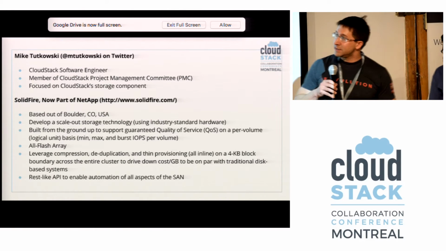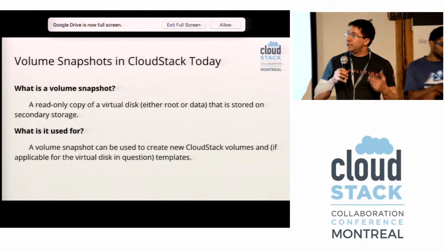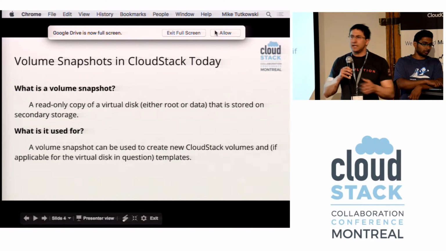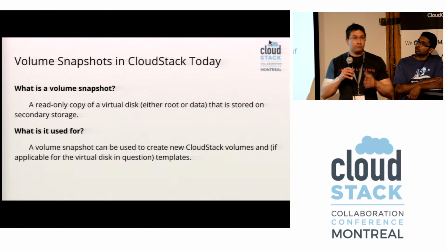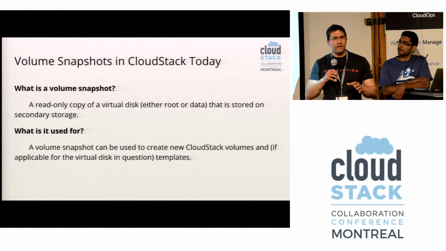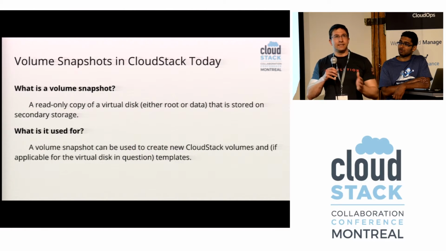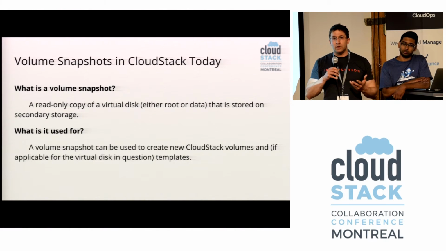So that's where I'm coming from, and let's get into the feature that Syed and I have been working on. Not really knowing people's experience level with CloudStack, let's just do a quick overview of what a volume snapshot is. It's pretty straightforward. It's a read-only copy of a virtual disk. And in CloudStack, even though we call that a snapshot, it's really stored on secondary storage, typically a separate storage system, which makes it more of a backup. So even though we use that term snapshot, I would look at it more as a backup.